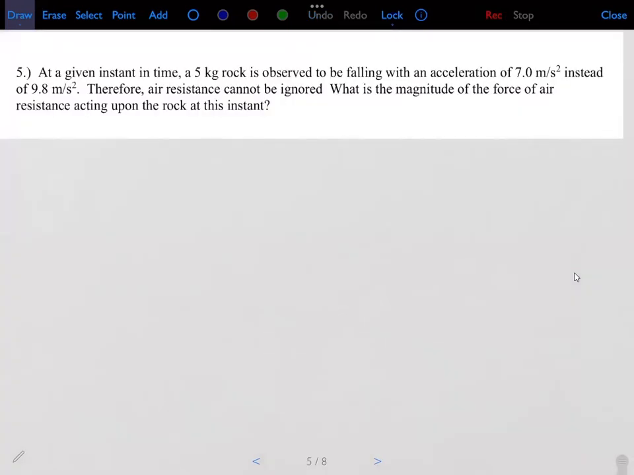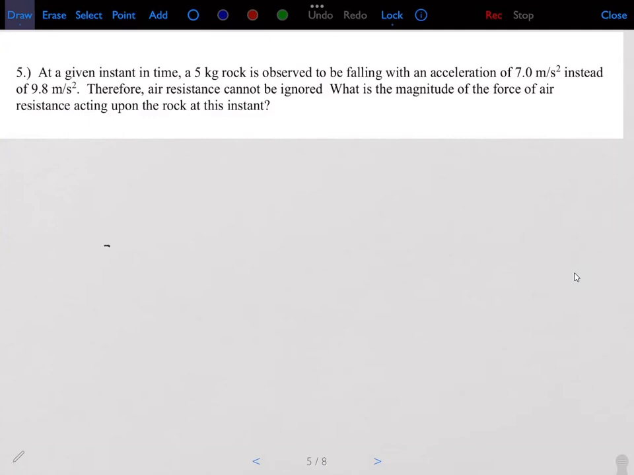At a given instant in time, a 5-kilogram rock is observed to be falling with an acceleration of 7.0 meters per second squared instead of 9.8. Therefore air resistance cannot be ignored, right? There's some other force acting on the object if it's not accelerating at 9.8. And we want to find the magnitude of the force of air resistance acting upon the rock at this instant. All right, so what I would do is draw a picture first, right?